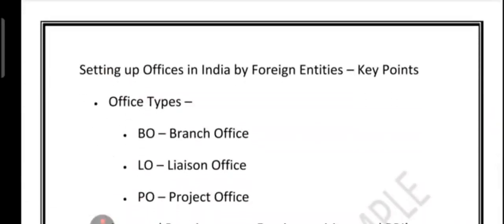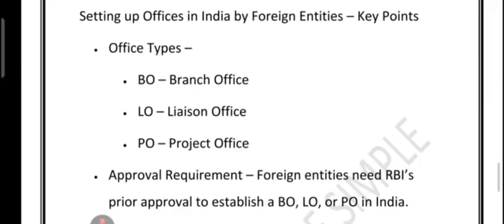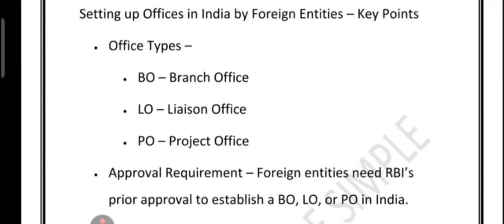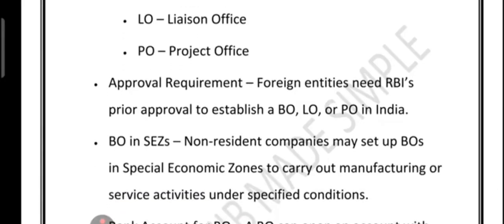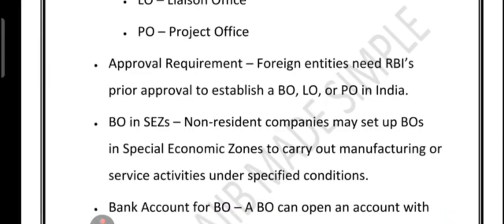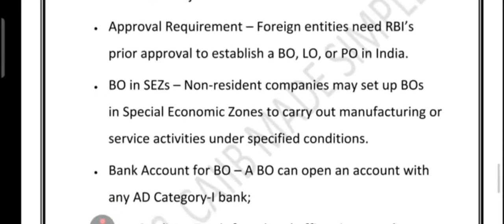Now friends, about foreign companies setting up in India, there are three main types of offices they can open: branch office, liaison office and project office. What is a branch office? A branch office is opened to carry out business activity like manufacturing or services. A liaison office is like a communication bridge but with no actual business transaction. And a project office is set up for a specific project in India. RBI approval is needed before a foreign entity can open a BO, LO or PO. Right? So remember, approval is required.